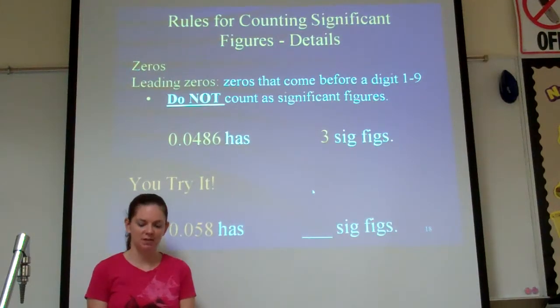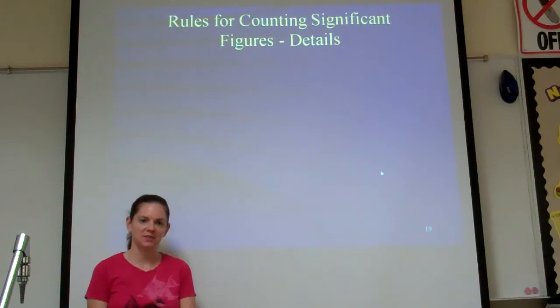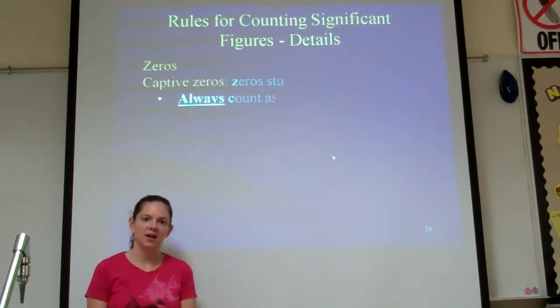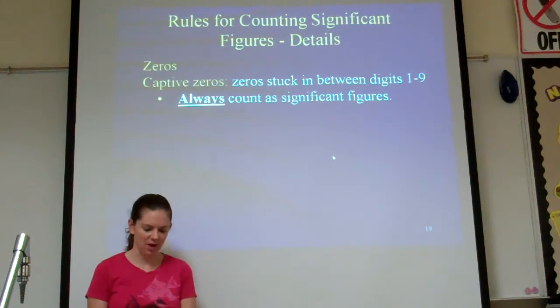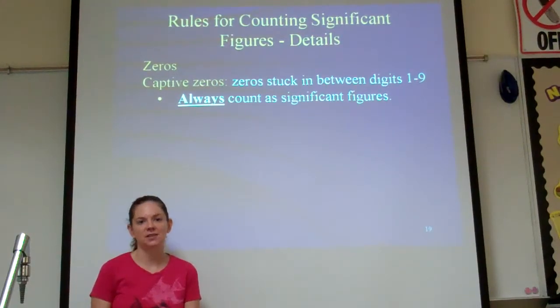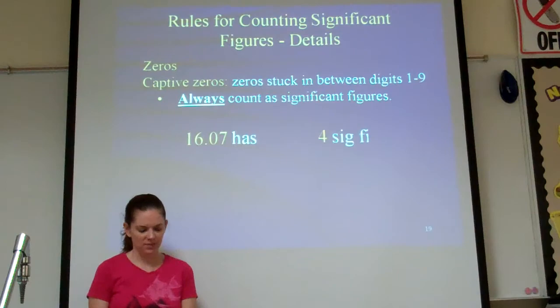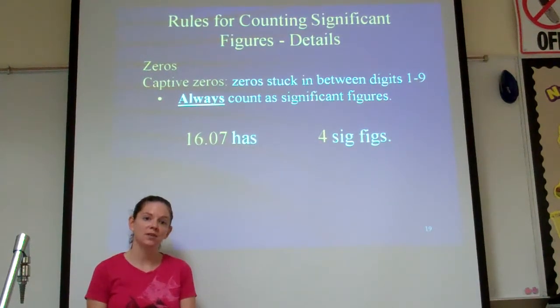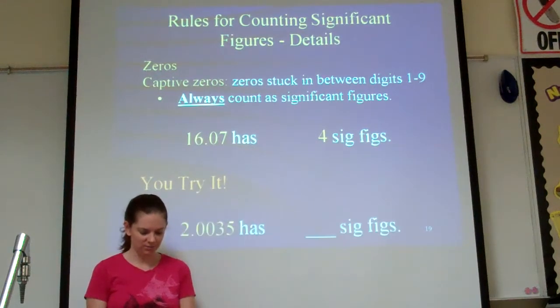Our next type of zero is what we call a captive zero. Captive zeros are zeros that come in between digits 1 through 9. They will always count as significant figures. For example, 16.07 has 4 significant figures. Let's have you try it.